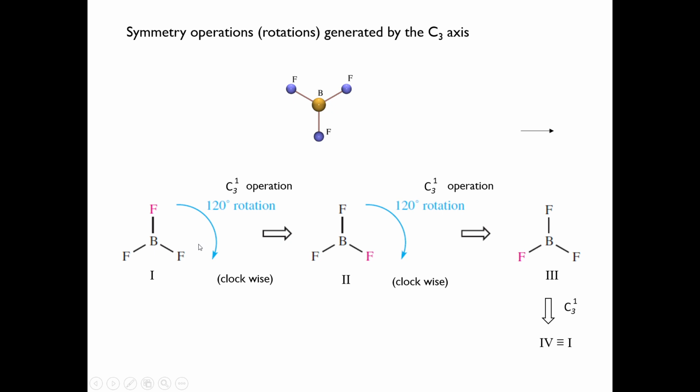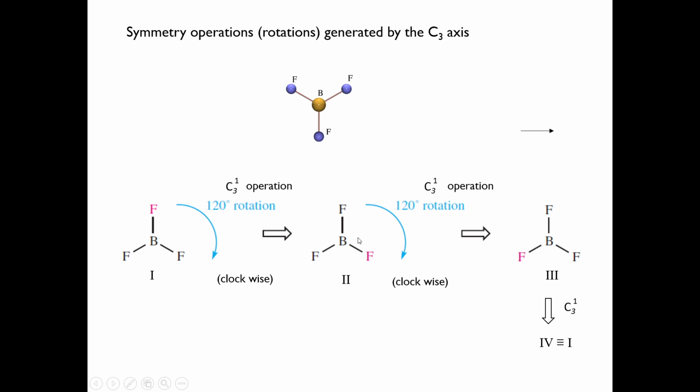Now let us perform the symmetry operations generated by the C3 axis. In a C3 axis, we rotate by 120 degrees. From where do we get this? 360 by n gives how much we have to rotate. So 360 by 3 is equal to 120, that much we rotate. Or we can say 360 by 120 gives 3, which is the order of the axis. A C3 1 operation means C3 done once, that is a 120 degree rotation.